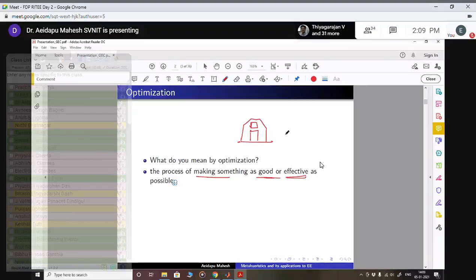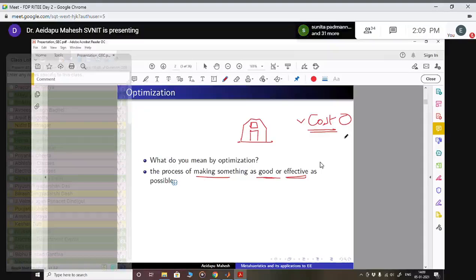Obviously, whenever you are making a home, you will not be ready to spend as much as possible. You try to minimize the cost. So I have fixed my objective that I have to minimize my cost. The cost must be minimized. That is my objective. Now, minimum cost means what? Zero. But practically, zero cost is not possible.